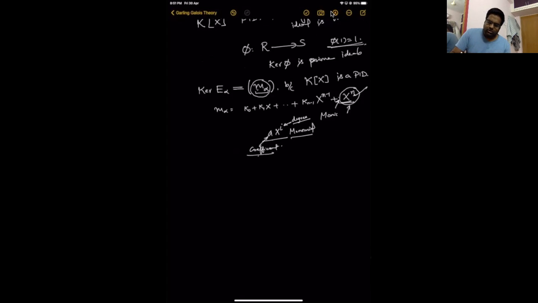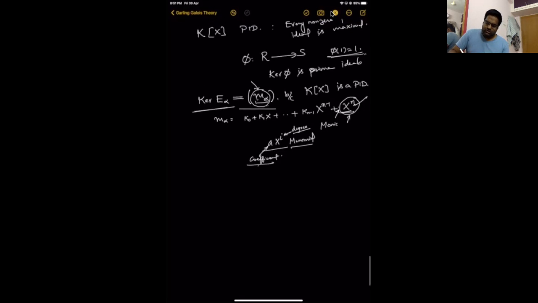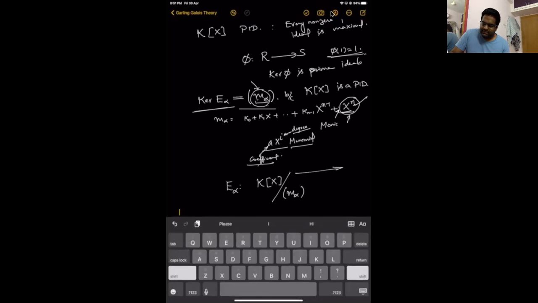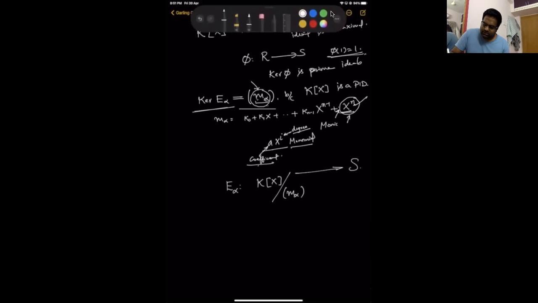Now, you know that the kernel of E alpha is a prime ideal. And prime ideal means it should be generated by an irreducible element. And also you know that it is a maximal ideal. So therefore, by the first isomorphism theorem, E alpha factors through, and we call that map E alpha tilde.